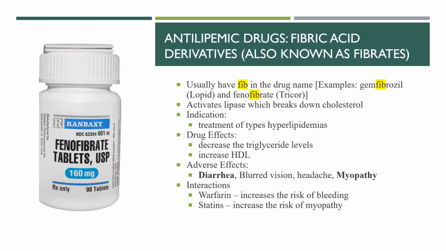Our last ones are our fibric acids. These usually have fib in the drug name, like gemfibrozil and fenofibrate. These activate lipase, which breaks down cholesterol. It's used for hyperlipidemias. Its effects decrease the triglyceride levels and increase HDLs. This is why it's contraindicated to take a fibric acid with a statin, because they both cause myopathy. The other thing it can cause is diarrhea, so you want to make sure you're watching your patient for any signs of diarrhea. Interactions include warfarin, increasing the risk of bleeding, and statins, increasing the risk of myopathy.